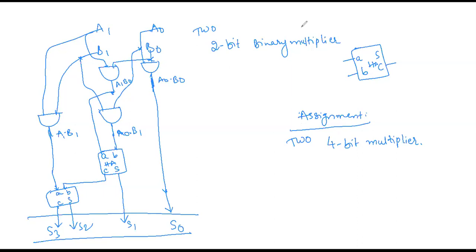For the partial products, we are using AND gate. For the addition, we are using adder. Here only 2 bits are there, so we are using half adder. Next.